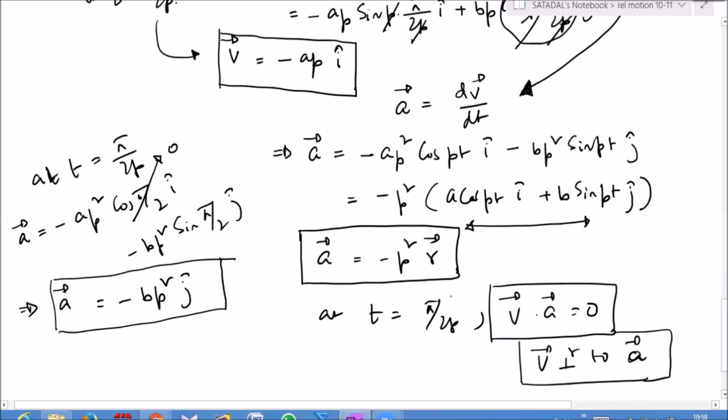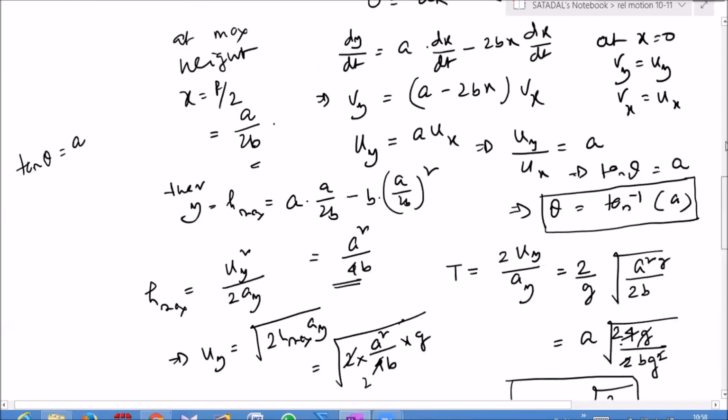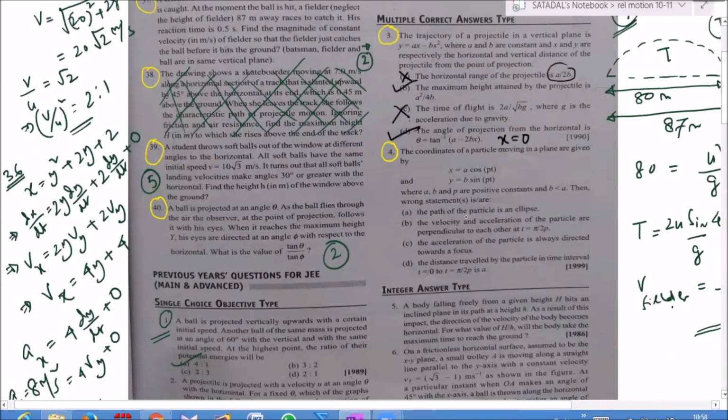Okay now, so let us go for the options. You check here now. The path is an ellipse, a correct statement. Velocity and acceleration of the particle are perpendicular to each other, correct statement. The acceleration of the particle is always directed towards a focus, correct statement. The distance traveled by the particle in the time interval t equal to 0 to pi by 2p is a. That you can decide from here.